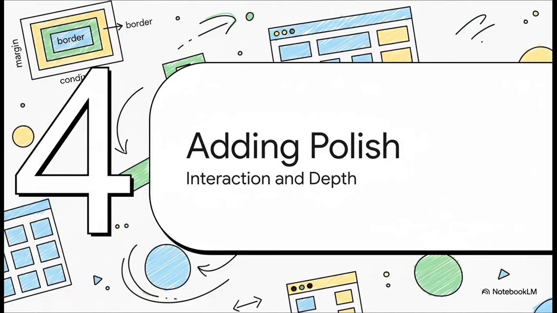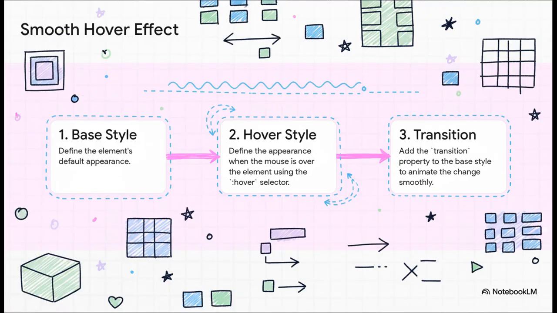A great design isn't just static, right? It feels alive, it responds to the user. This next checkpoint on our journey is all about adding that layer of professional polish that just makes a site feel great to use. Creating interactive hover effects is actually surprisingly simple. First, you just define the element's normal base style. Then, you define how it should look when you hover over it using something called the :hover pseudo-class.